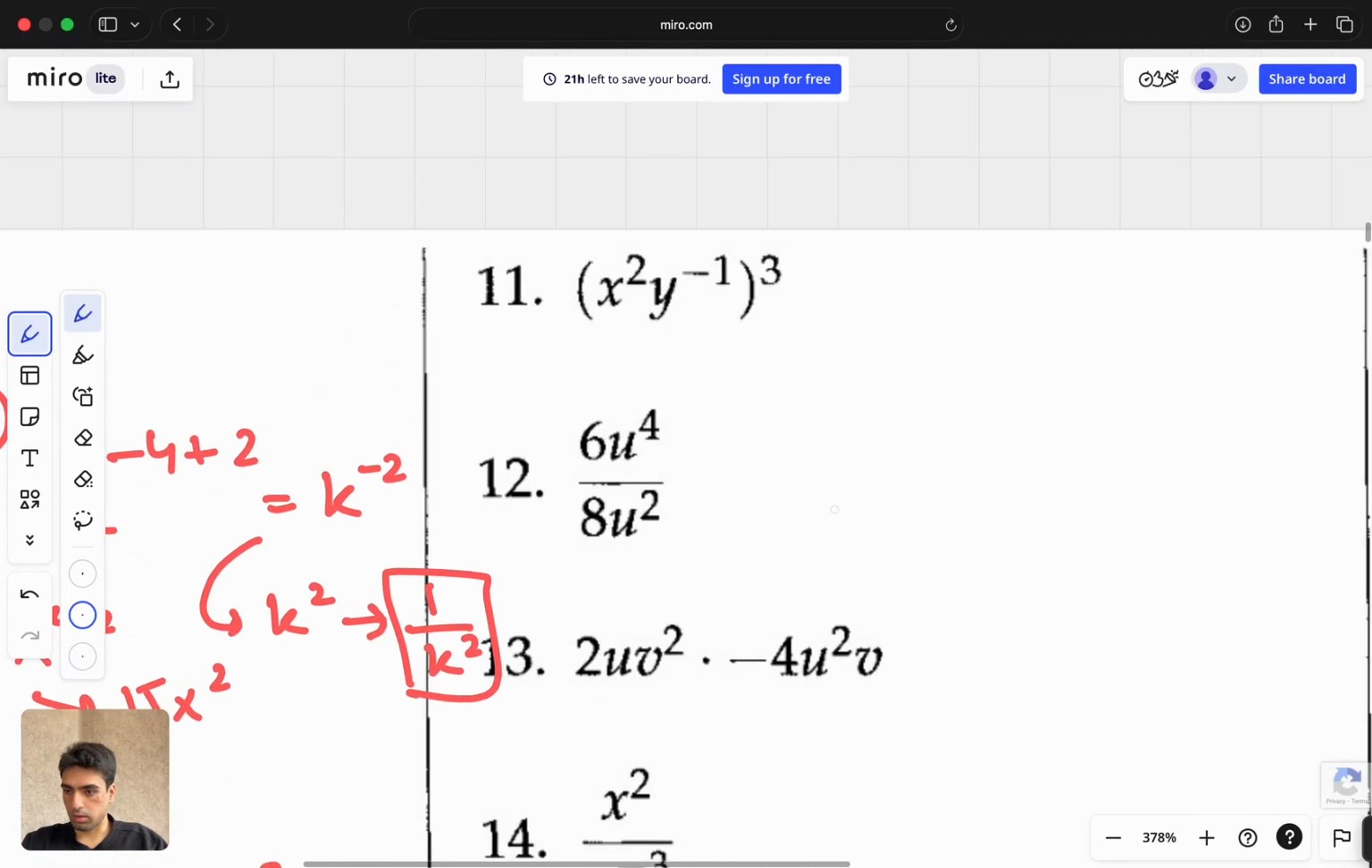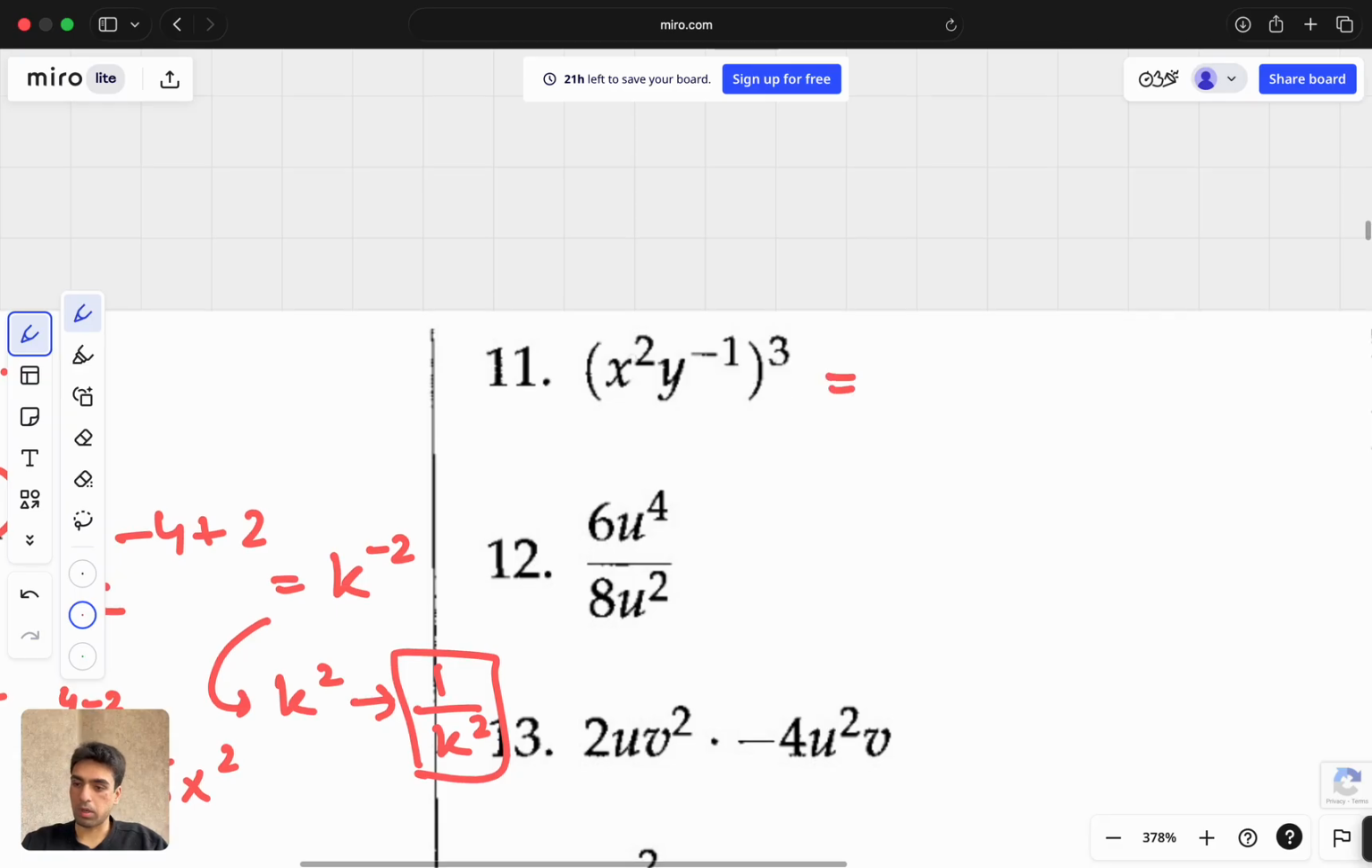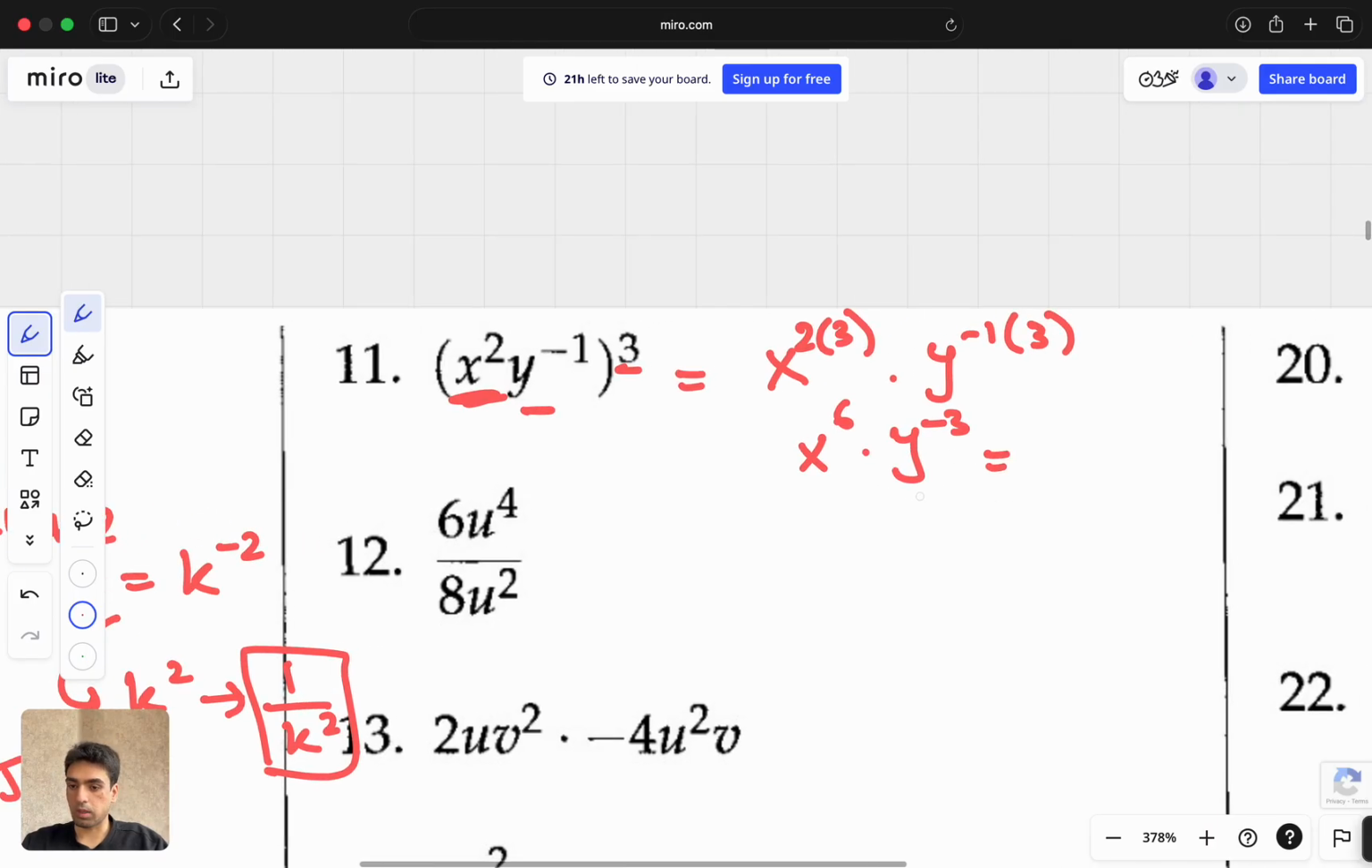Let's try this one. So in this we have the power outside the brackets, which means you have to multiply this by 3, to the power of 3, and this by power 3, which means x to the power of 2 times 3 and y to the power of negative 1 times 3, which becomes 2 times 3 is 6, and negative 1 times 3 is negative 3. And another way to write this would be, we can make this positive, so that becomes x to the 6 times 1 over y cubed. So you can write it as x to the power of 6 divided by y cubed.